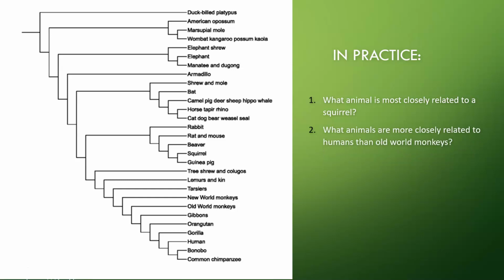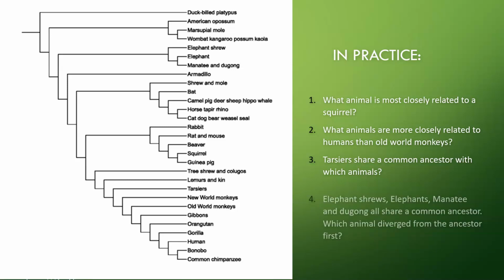Number 2, what animals are more closely related to humans than old world monkeys? Find a human, find the old world monkeys, and see who is more closely related to the humans than the old world monkey. The tarsiers share a common ancestor with which animals? Find the tarsier, and then which animals share that common ancestor? We'll look at the answers in a minute.